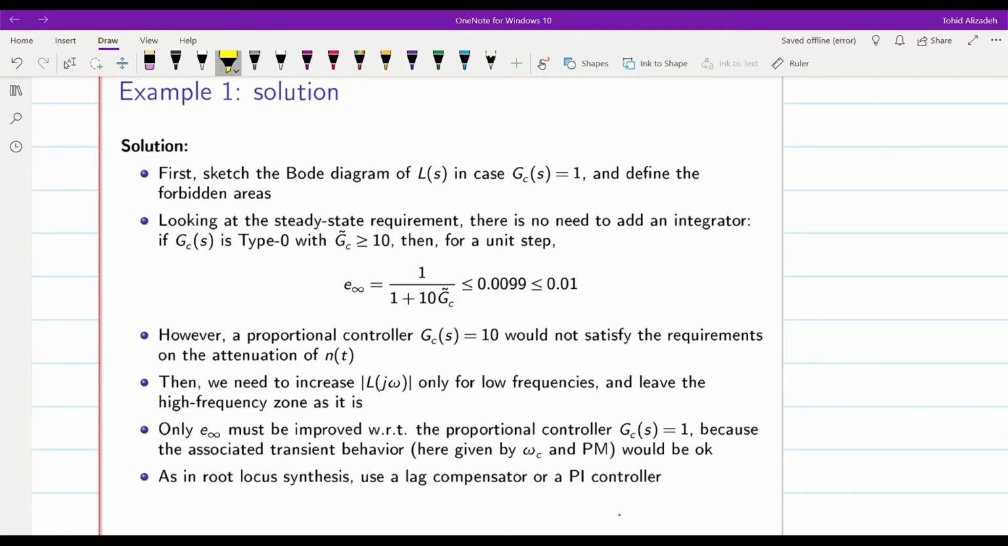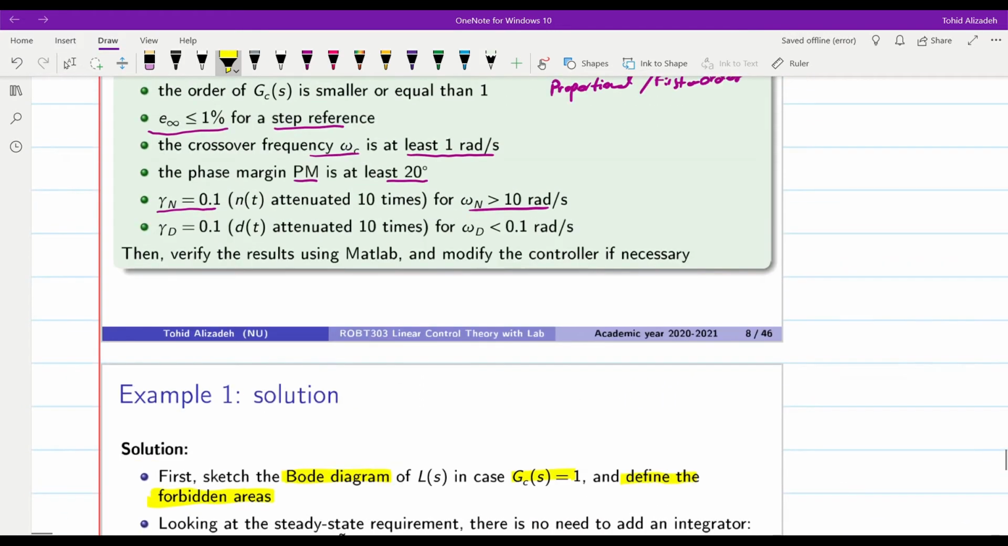So we have the sketch of the Bode plot of the system for L(s) with Gc(s) equal to 1. And now we need to define the forbidden areas to see whether the amplitude plot enters into those forbidden areas or not. For the forbidden areas, we'll look at the specifications here. For the noise, we have gamma n equal to 0.1. This means that the amplitude of L(jω) should be smaller than or equal to minus 20 dB for this range of frequencies.